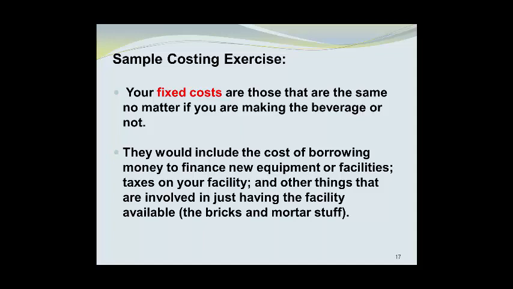Your fixed costs are those that are the same no matter if you are making the beverage or not. They would include the cost of borrowing money to finance new equipment or facilities, the taxes on your facility, and other things that are involved in just having the facility available. These are the bricks and mortar type things.